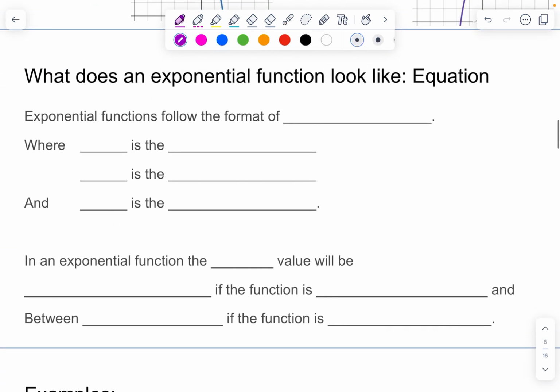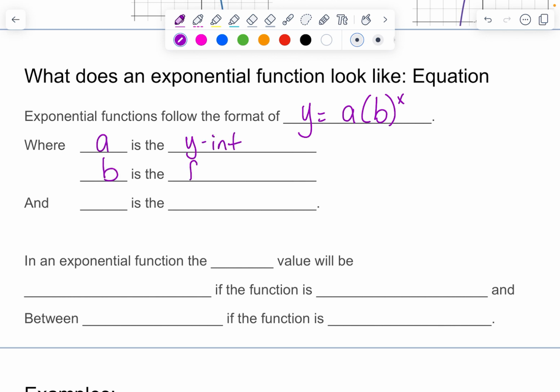Okay, let's talk about the equation of one. So the equation we already said on the other slide is represented by a times b to the x. Now, you don't have to memorize that. That's on the formula sheet for your algebra test. So we just need to understand how to use it. Now, they're not going to tell you what the a, the b, and the x mean, but they will give you that format. So in that, remember that a is the y-intercept.